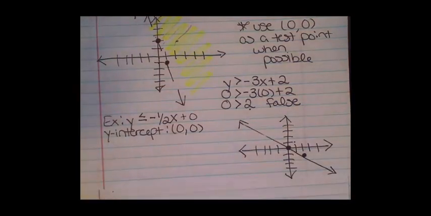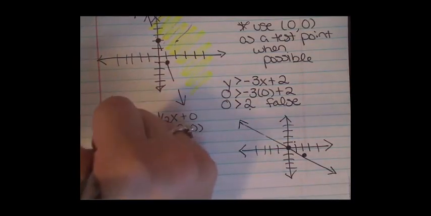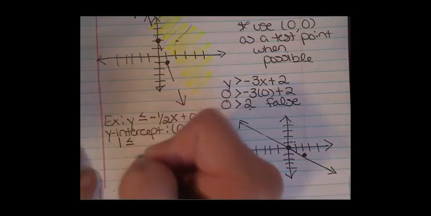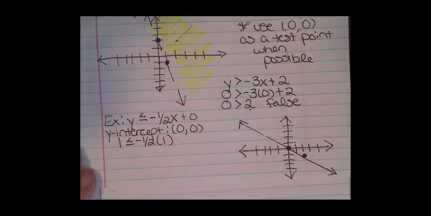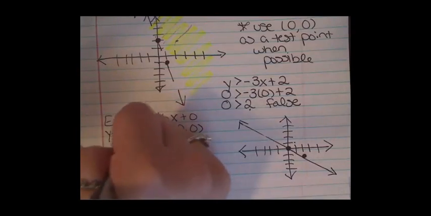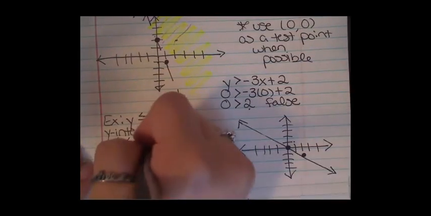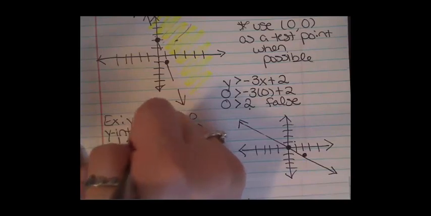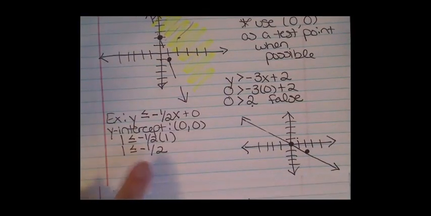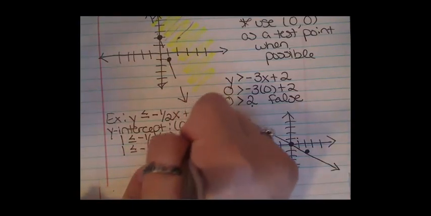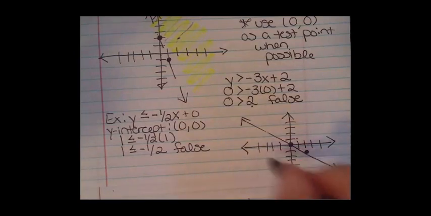So it means where there's a y, I'm going to put in 1, and where there's an x, I'm going to put in 1. And I'm going to see if I get a true statement. So I get 1 is less than or equal to negative 1/2 times 1, which is negative 1/2. Is 1 less than or equal to negative 1/2? No, that's false. So that means I'm going to shade below my line.